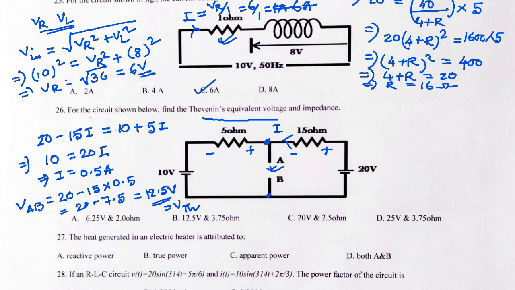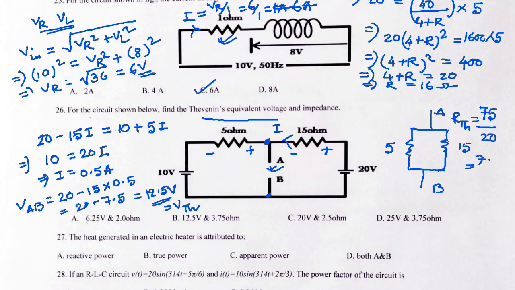Now the Thevenin equivalent resistance, if you want to find out, just redraw the circuit by replacing the voltage sources by their internal resistances, and it will look like this. This is A, this is B, this is 15 ohm and this is 5 ohm. So RTH will be 15 into 5, that is 75, by 15 plus 5, that is 20. So it will be 7.5 by 2, that means 3.75 ohm. So you can see the pair 12.5 and 3.75 ohm, which is the option B, is the correct answer.